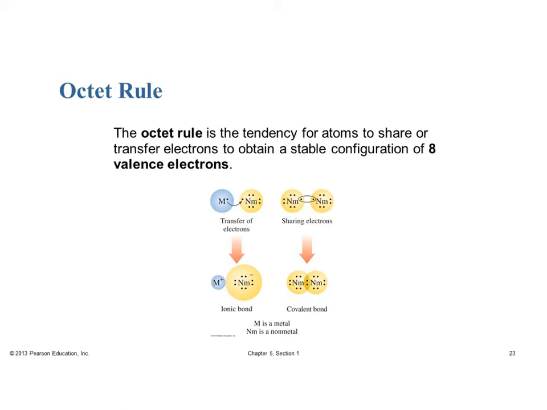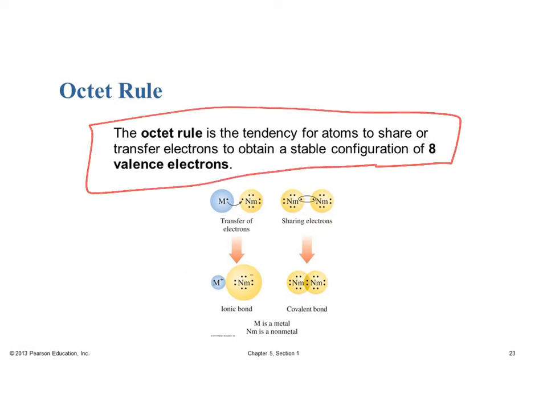The octet rule is the tendency for atoms to share or transfer electrons in order to obtain a stable configuration of 8 valence electrons. The goal of every main group element is to get 8 valence electrons, and they'll do whatever it takes to get 8 valence electrons. They'll transfer electrons from one another, or they'll share electrons in order to get 8.